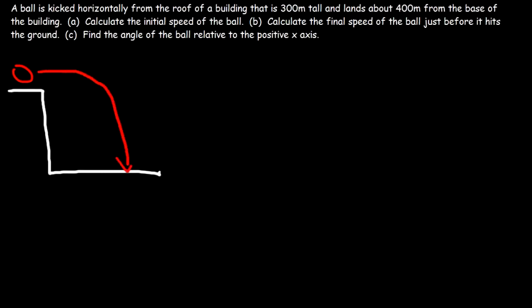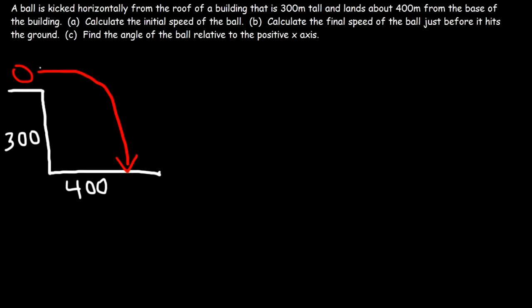A ball is kicked horizontally from the roof of a building that is 300 meters tall and lands about 400 meters from the base of the building. So let's begin by drawing a picture. So it travels horizontally from the roof of the building, then it's going to fall down. Now we have the height of the building, that's 300 meters, and we have the range, which is 400 meters. The range is the distance between the base of the building and where it lands.